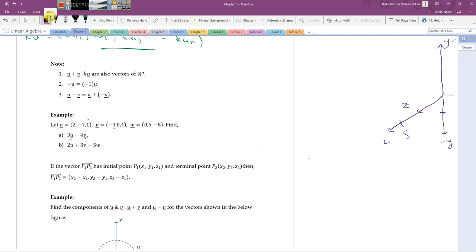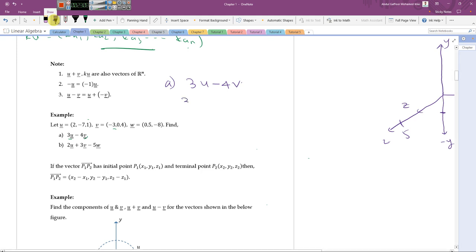Right. Before moving to the B part, let me explain A first. A is equal to 3u minus 4v, right? So here we first have to perform scalar multiplication, and then again for finding 4v we have to perform scalar multiplication, and then the resultant vector should be subtracted, right?